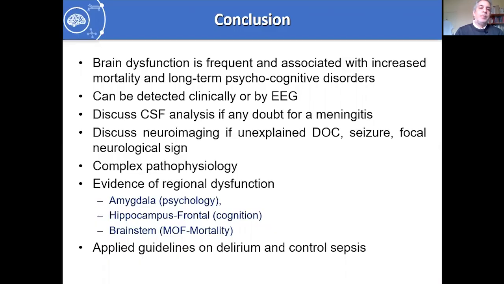It seems that some brain regions are more vulnerable. For instance, the limbic system, especially the amygdala, whose dysfunction can account for long-term psychological disorders, the hippocampus and frontal lobe, whose dysfunction can account for long-term cognitive impairment, and brainstem autonomic nuclei, whose dysfunction can account for delayed awakening, multiple organ failure, and mortality. There is no specific treatment for sepsis. It is really important to apply guidelines on delirium and also to control sepsis.